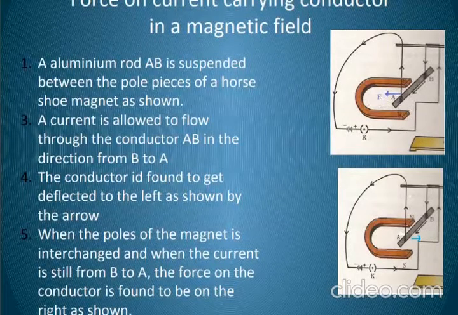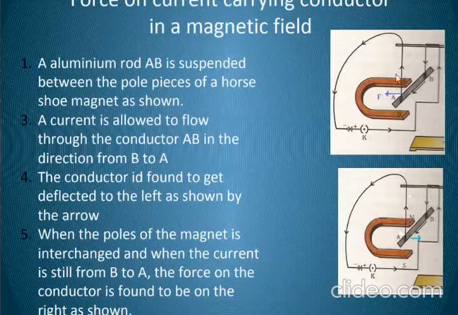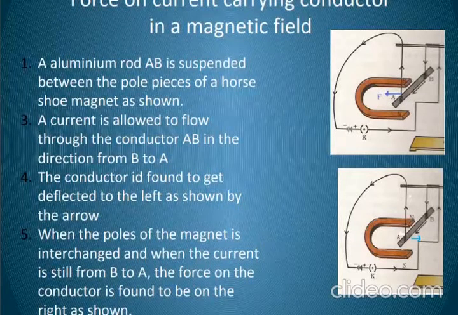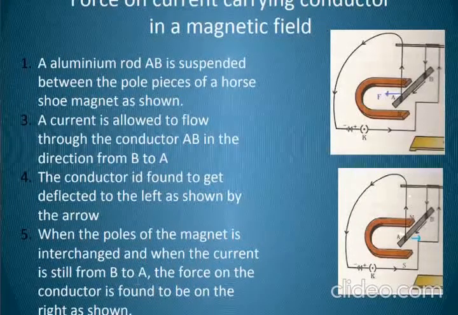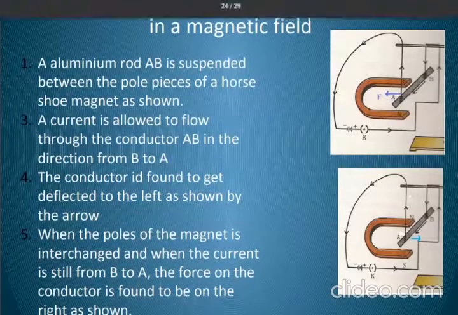Now, when the poles of the magnet are interchanged, now you reverse the poles of the magnet, say the north pole is reversed to this side and the south pole to this side, then what will happen? In that situation, current is still flowing from B to A, but the force on the conductor is found to be on the right side, that is, in this direction.